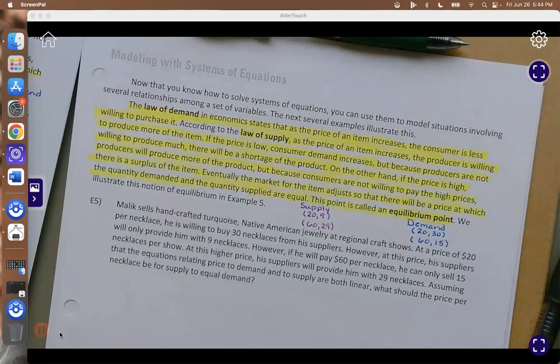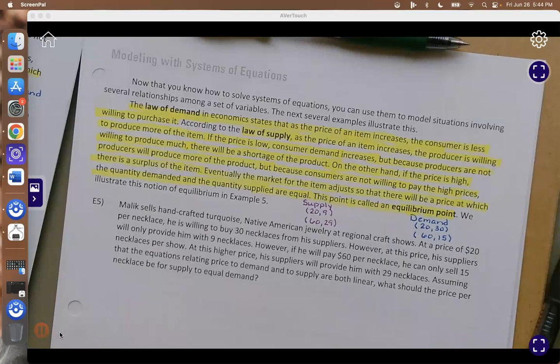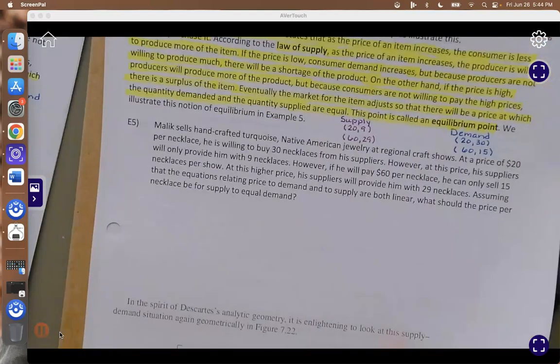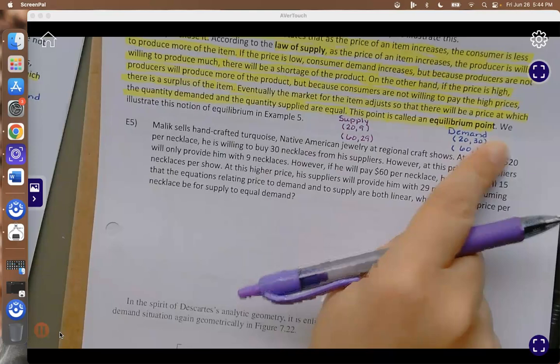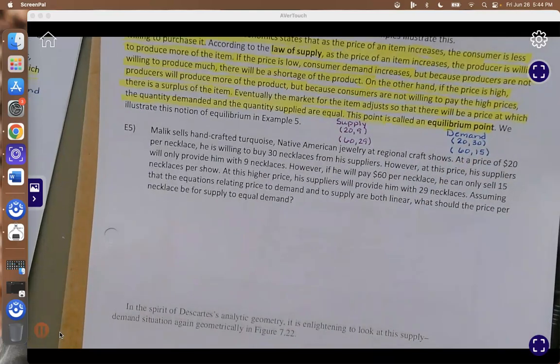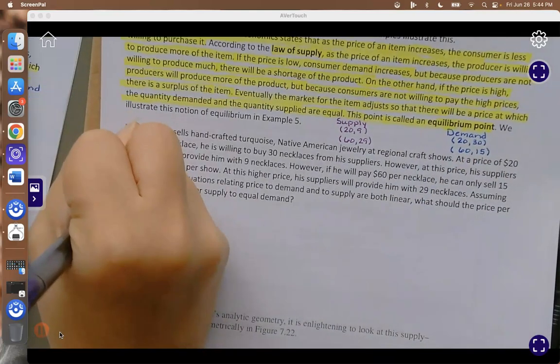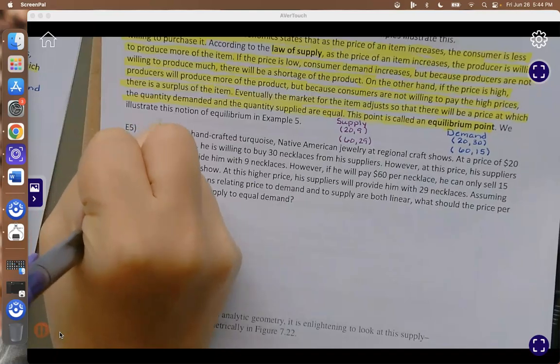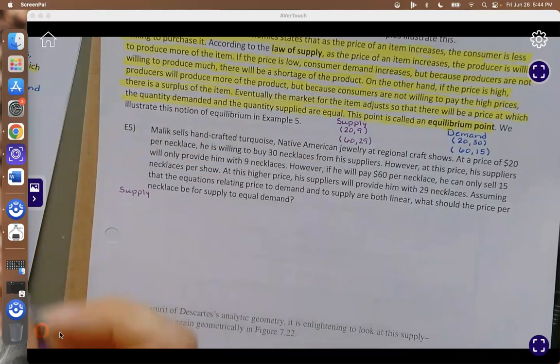Assuming that the equations relating the price to demand and supply are both linear, what should the price of the necklace be for the supply to equal the demand? So what's going to be their sweet spot that they can agree on? Okay, so what we're going to do is write 2 equations. We know how to write equations given 2 points. So we've got to find our 2 equations. That's going to create our system, and then we'll be able to solve it to find our sweet spot.